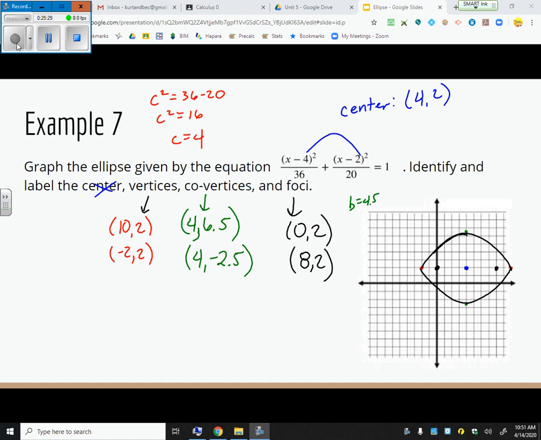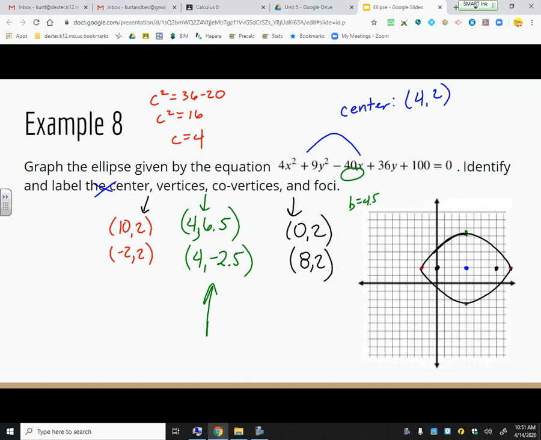Did I throw you off with that co-vertex? Might have. It turned out that my co-vertex was going to have to be 4.5 units away from the center. So no big deal. We'll just count to 4.5. Close enough's good enough on the graph, and then I can come over here and make sure that you have it in the right spot. That was kind of difficult. Not as difficult as we can get. We get a little bit harder, I think.